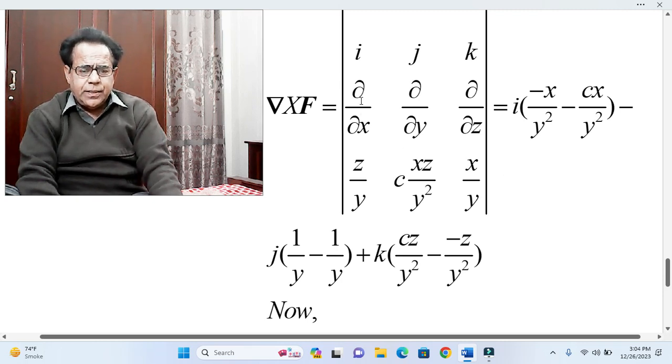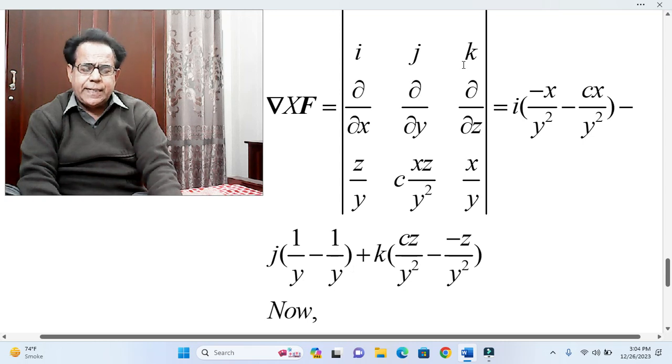Similarly, partial over partial x of x over y. Here in place of x we will get 1, and hence 1 over y. Minus, we are considering j, this minus partial over partial z of z over y. Here in place of z we will get 1, and hence 1 over y minus 1 over y, this will become 0, okay, plus k.